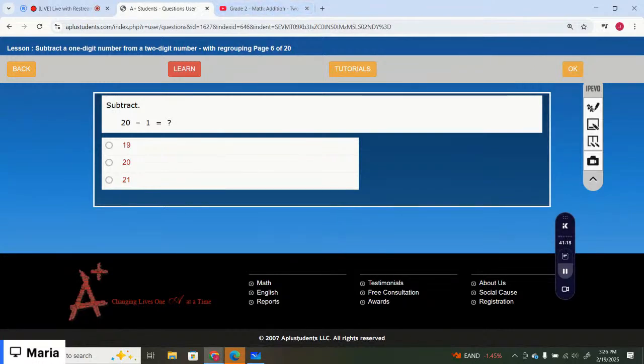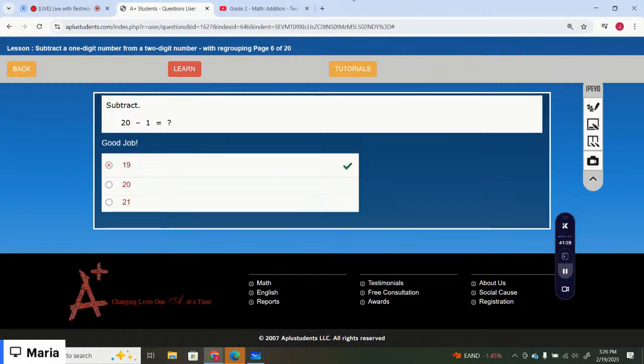20 take away 1 is 19. Option number 1 is the correct option.